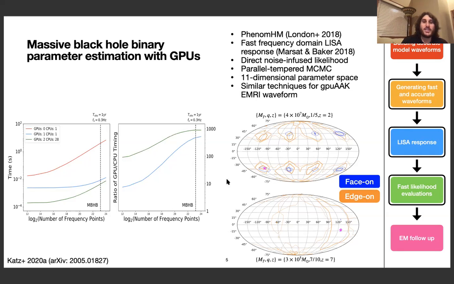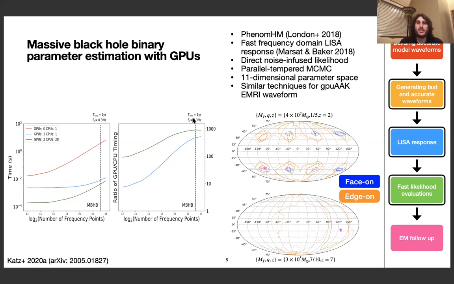Now, the timing for this calculation is shown here on the left. If we do a Fourier transform of a time domain data stream of 1 year in observation time at a sampling rate of 0.3 hertz, we get the number of points shown by this dashed line. And you can see at this line, which is where we do our calculations for this paper, we are looking at speedups of 400 to upwards of 1,000 times faster than a single CPU core implementation, which is pretty remarkable.